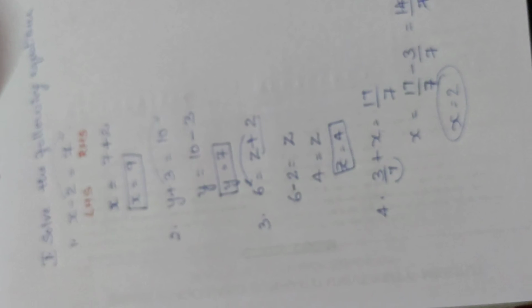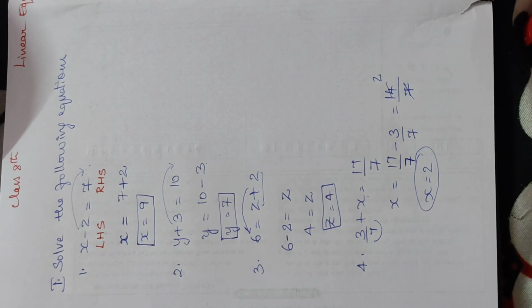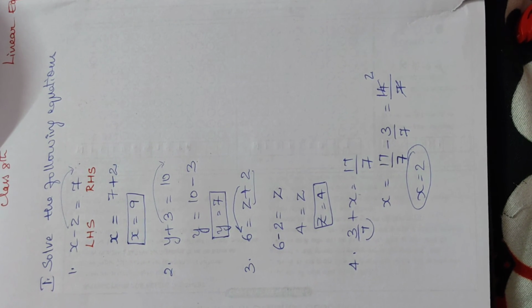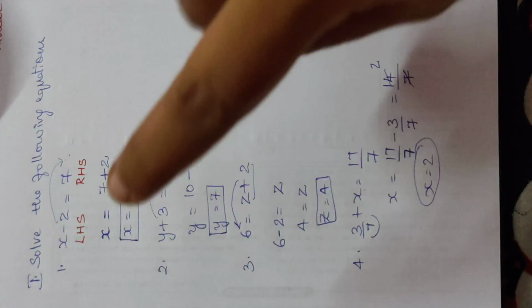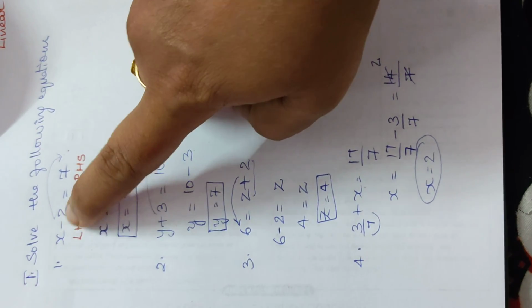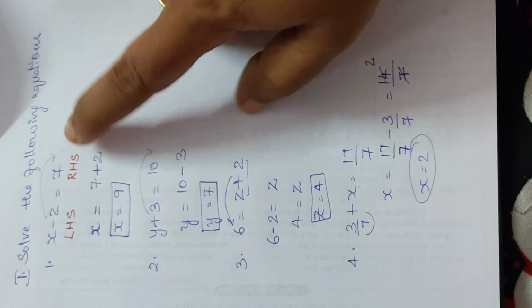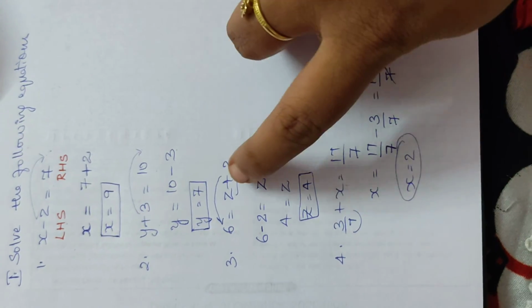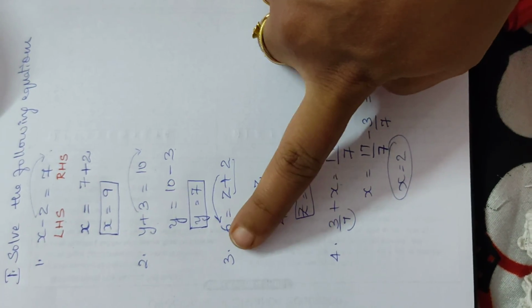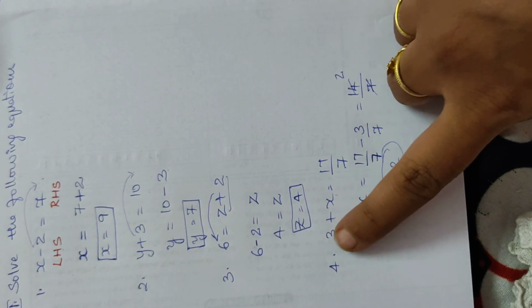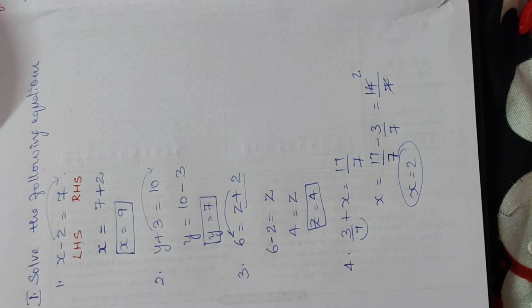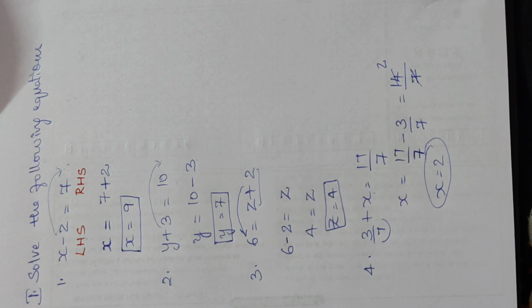I hope you have understood, children. We have performed 4 problems, which is very easy. We have done these problems by using the transposing method. That is, we keep the variable and we shift whichever number is next to it to the other side, change its sign, and do the operation. I hope you have understood the video.